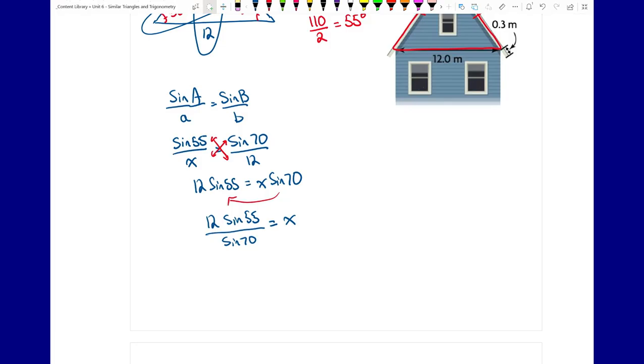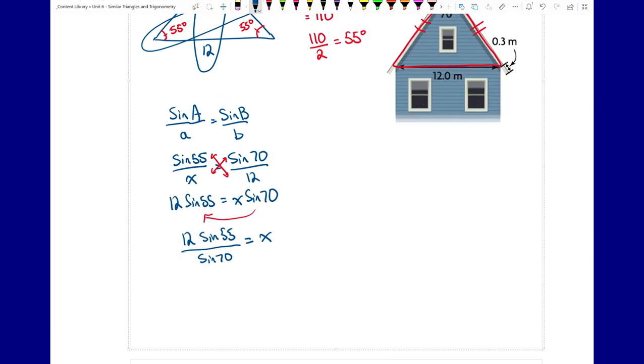Kind of going off to the side here, so bring it kind of back over. Again, this just becomes one calculation. I'm going to do it again step by step. You don't have to if you're comfortable with your calculator.